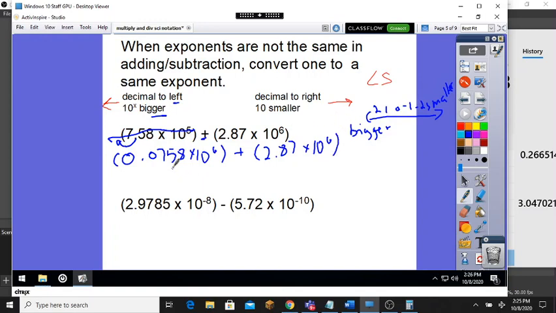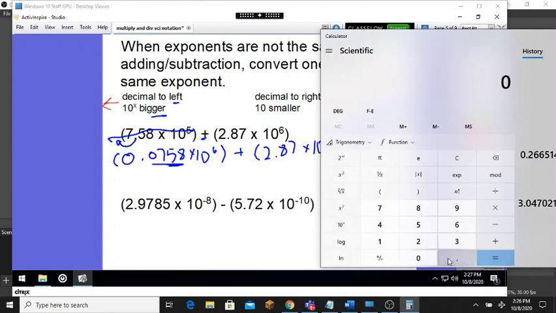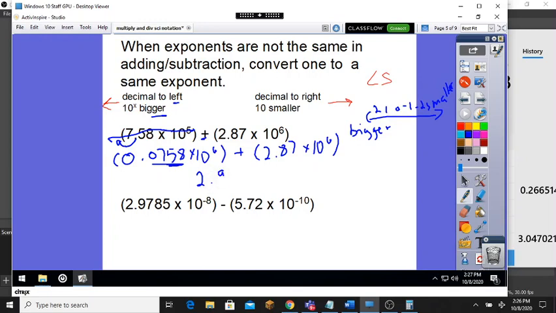So now what we're going to do is, let's just add these up. Well, let's add this part up right here. 0.0758 plus 2.87. 2.87 gets me 2.94 times 10 to the 6, right?